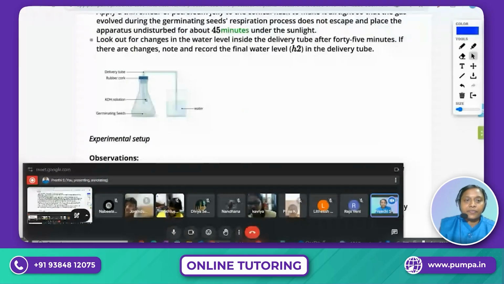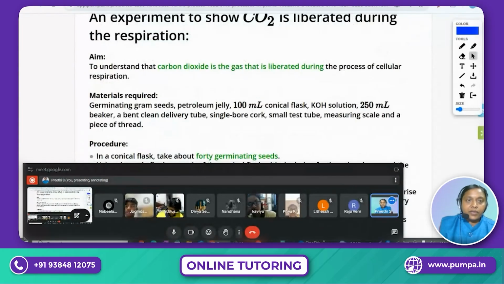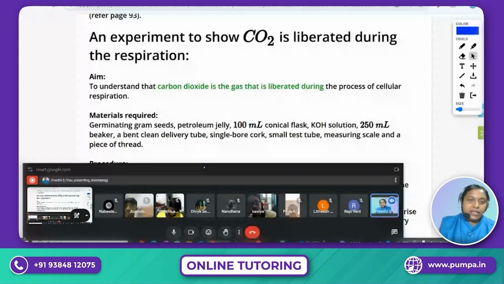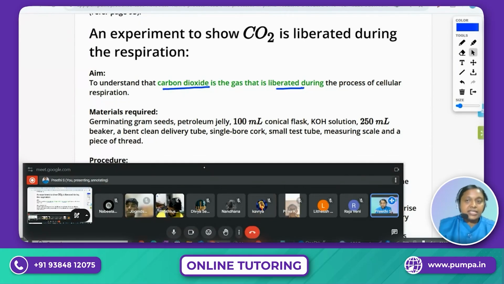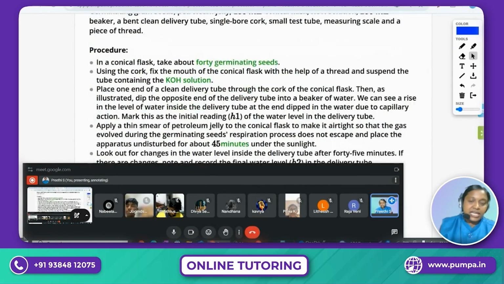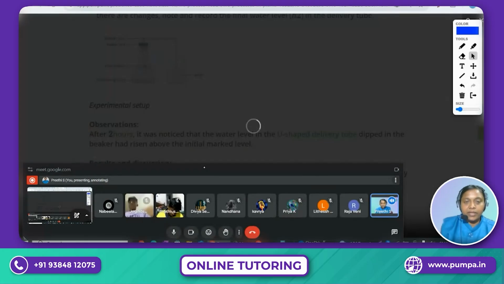Everyone, there is an experiment here. The aim of this experiment is to understand carbon dioxide as the gas liberated during cellular respiration. Even during cellular respiration, which gas will be liberated? It is also carbon dioxide. So look at this experiment setup.